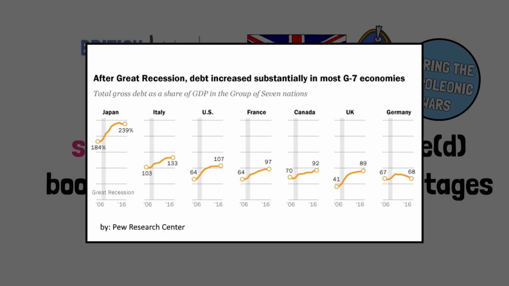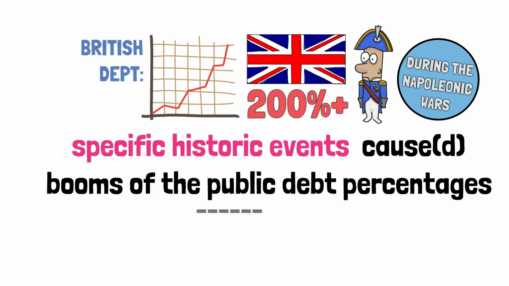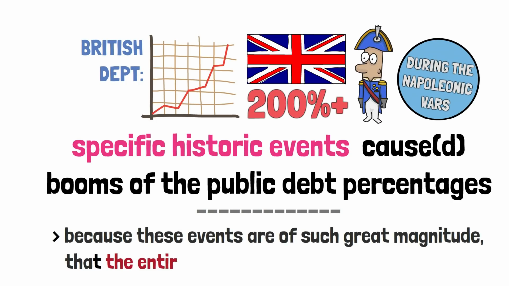In this other chart, we can see the evolution of G7 economies' debts from 2006 to 2016. All of them increased with the exception of Germany. And the current health issues the world has been facing in the past couple of years will and have also had an impact on state economies and consequently their debts, because these events are of such great magnitude that the entire world's economy suffers from it.